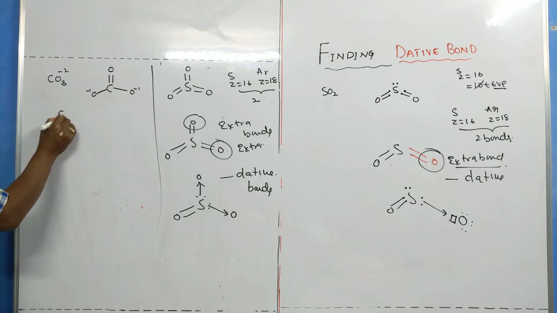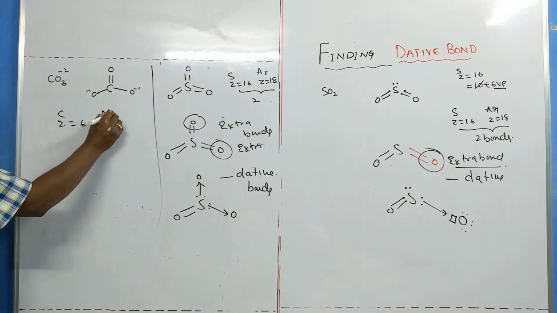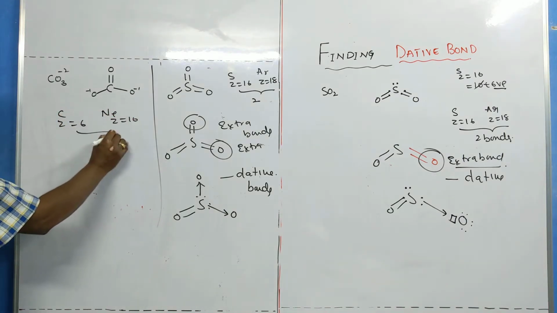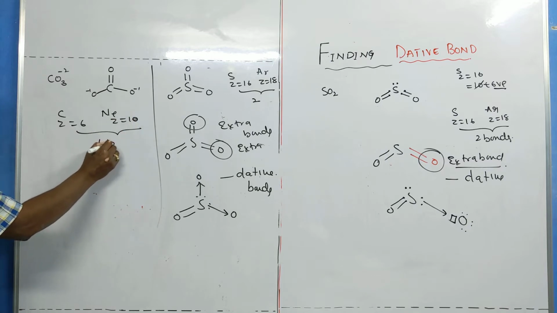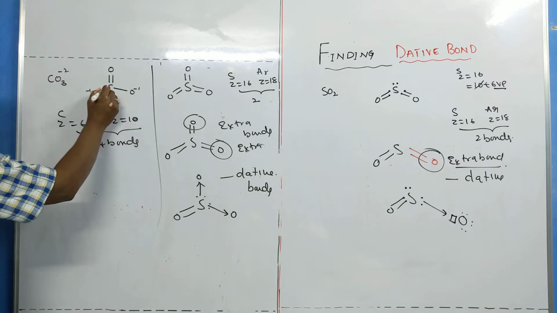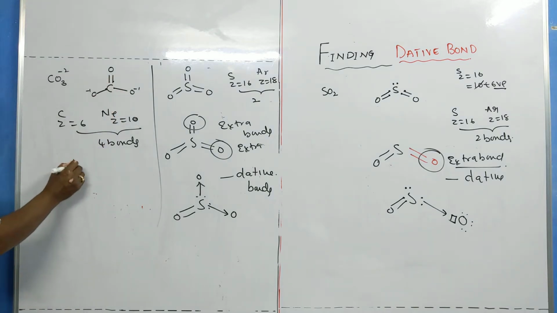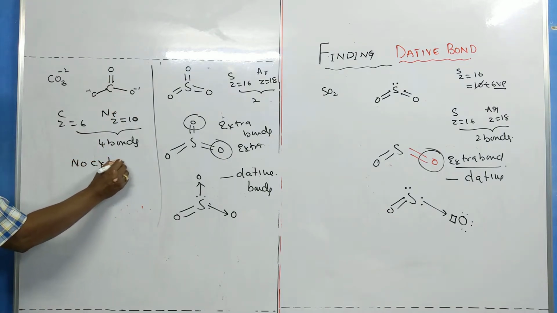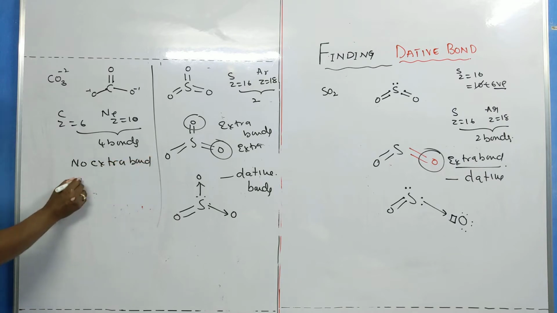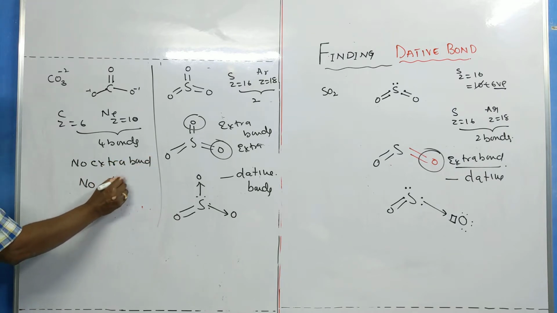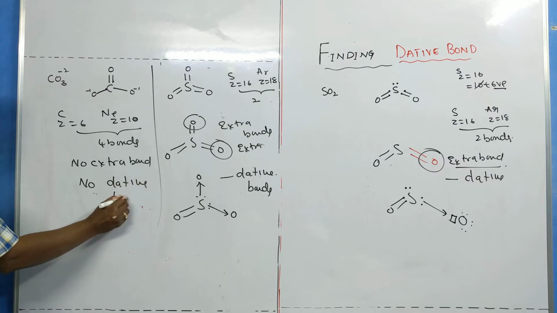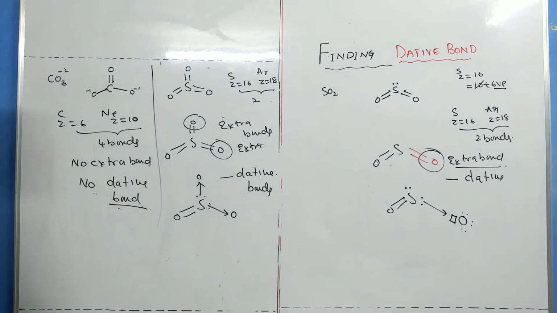Now carbon number is 6. Nearest inert gas is neon, 10. The difference is 4, so it has to make 4 bonds. Now how many bonds did it make? 4 bonds. I think there is no extra bond. No extra bond here. So we say there is no dative bond in carbonate species.